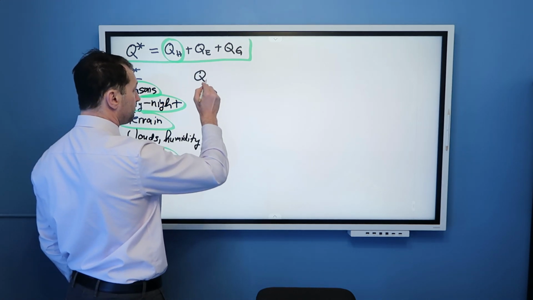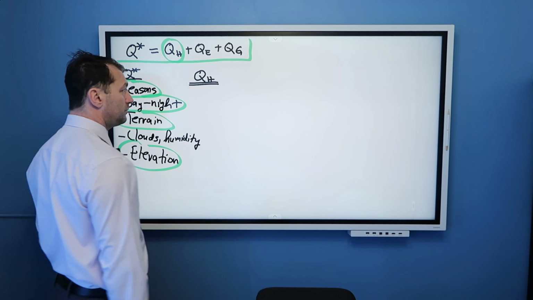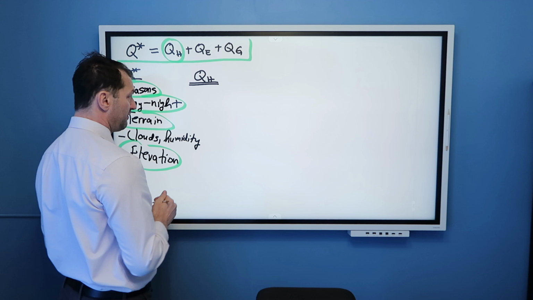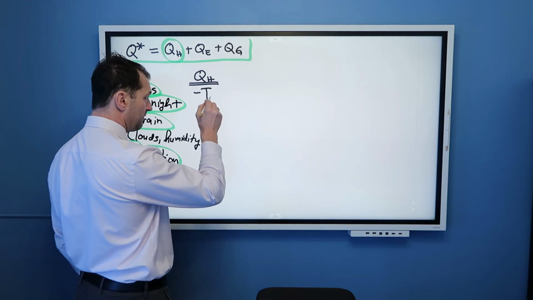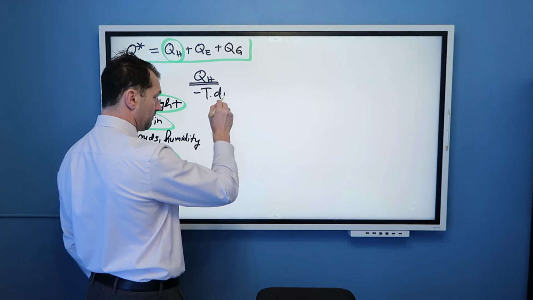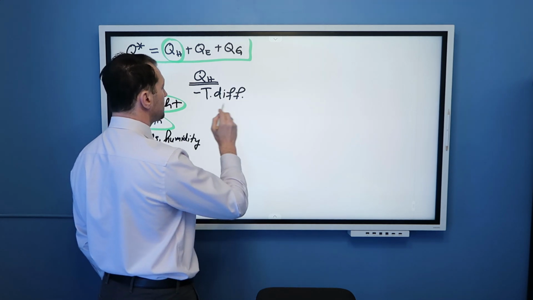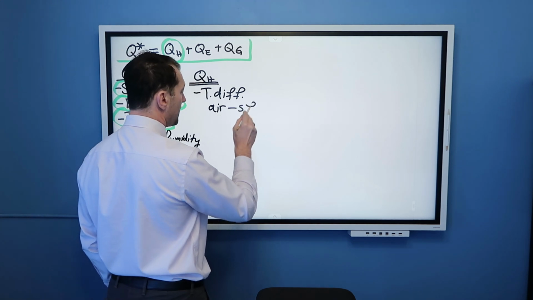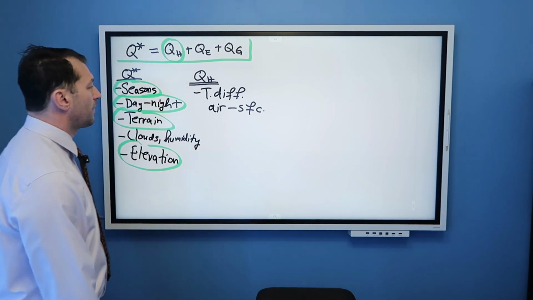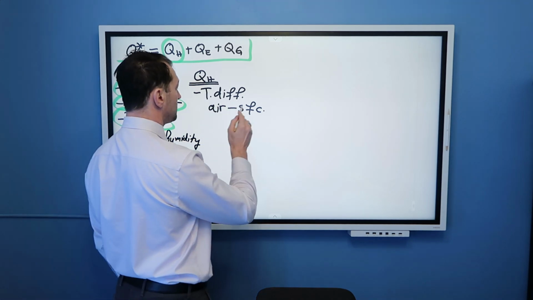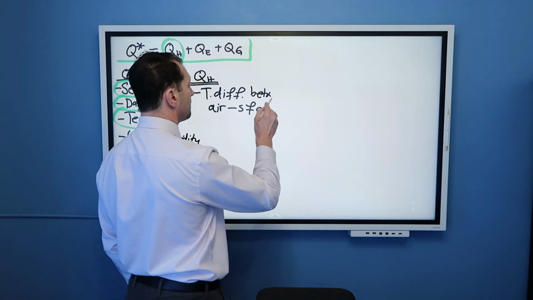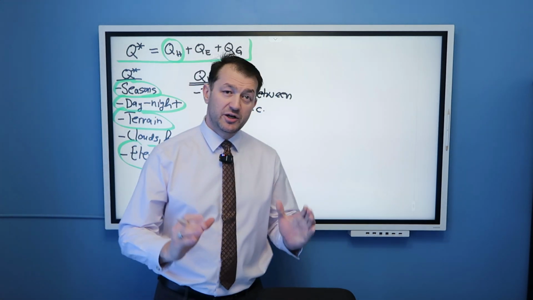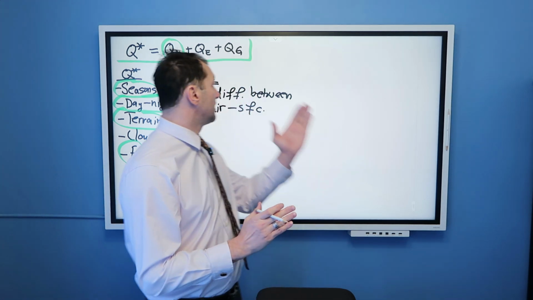Now, QH, or sensible heat flux, which basically the lecture is all about, is also directly influenced by several factors. The biggest factor is temperature difference, which I will abbreviate T-diff. Temperature difference between the air and the surface, and you know we use SFC for surface. Namely, the bigger the temperature difference, the bigger the heat flux.